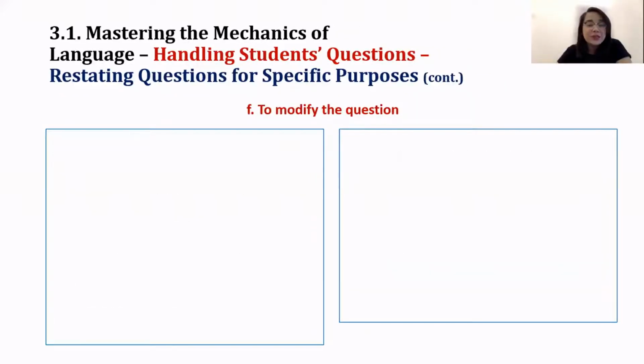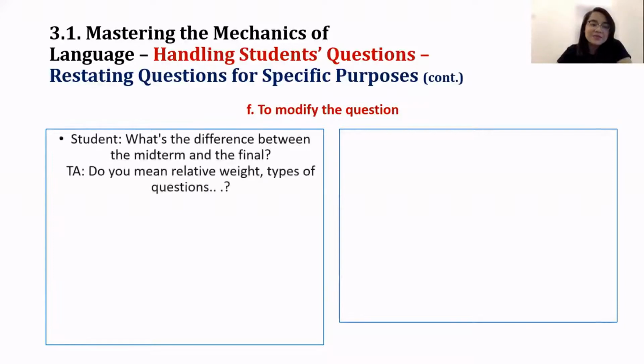Next one, to modify the question. Here is the example of the conversation. What's the difference between the midterm and the final? And you can modify the question this way. Do you mean relative weight? Do you mean relative weight, types of questions? Let me ask that question another way.